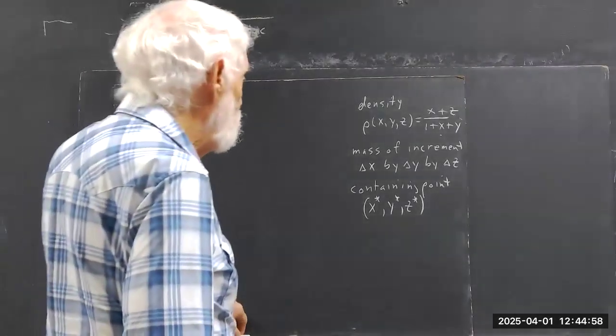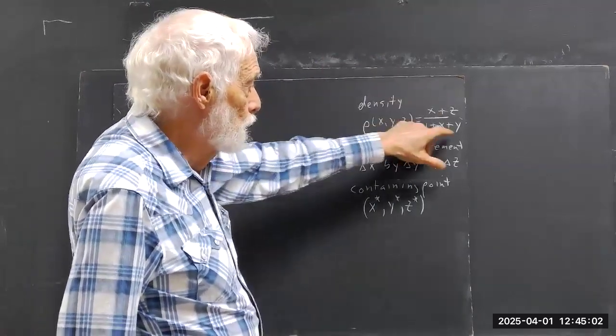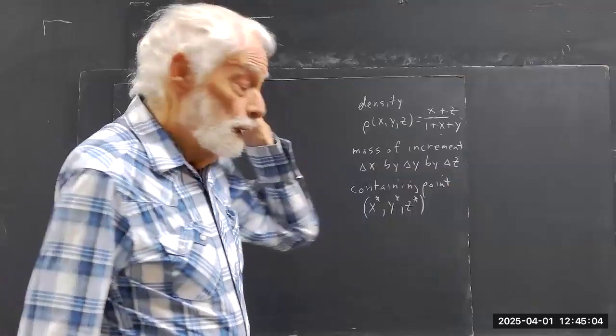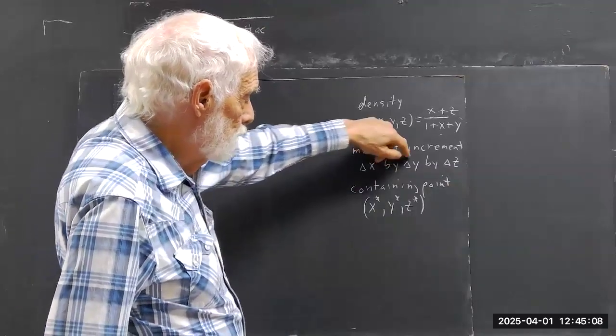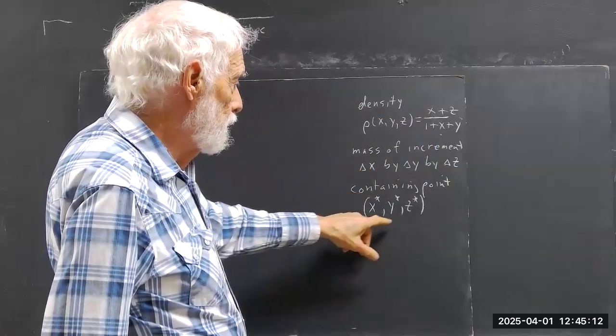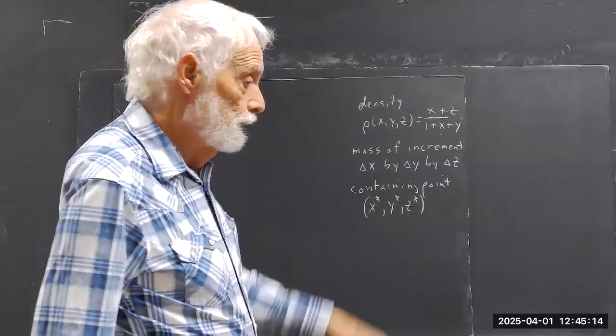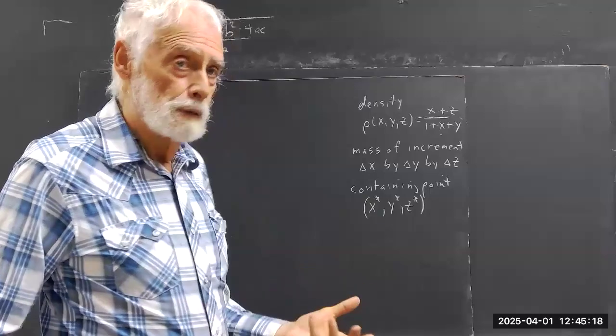So we have the density function. It could be anything. I've just got x plus 0 for 1 plus x plus 1. What's the mass of an increment of dimensions delta x by delta y by delta z, tending to the point x star, y star, z star? Now it also helps to sketch a little picture of the scene.